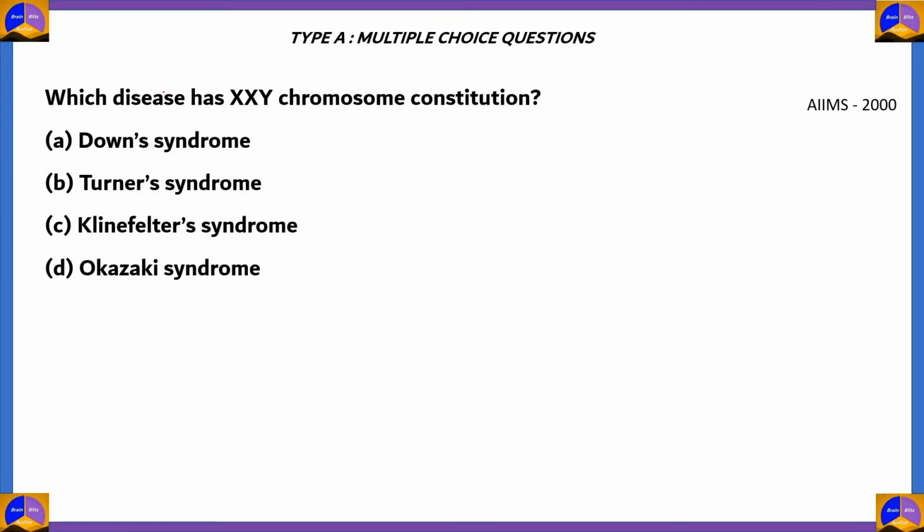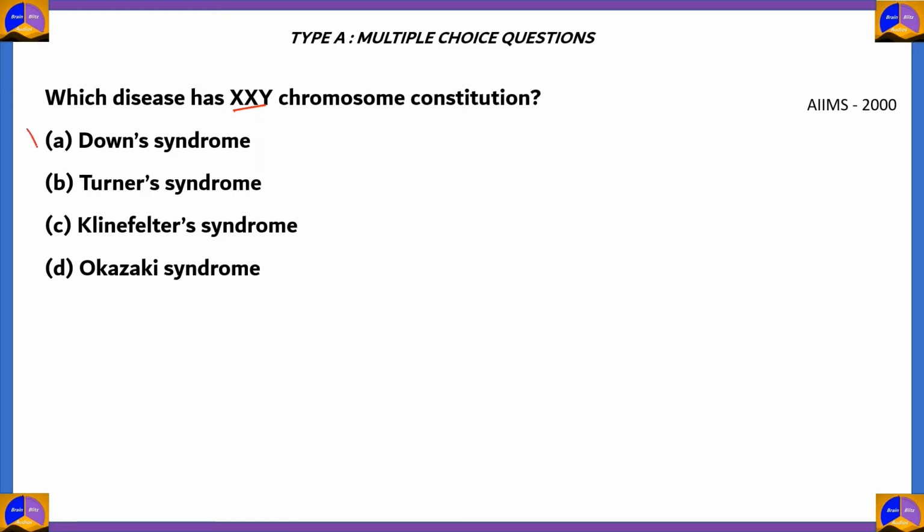Our next question. Which disease has XXY chromosome constitution? A. Down syndrome, B. Turner syndrome, C. Klinefelter syndrome, and D. Okazaki syndrome.